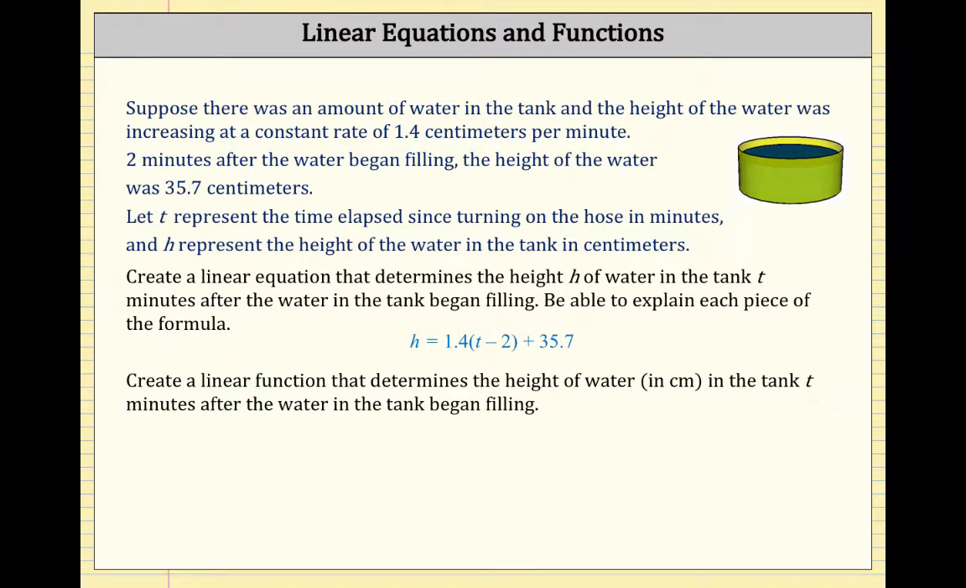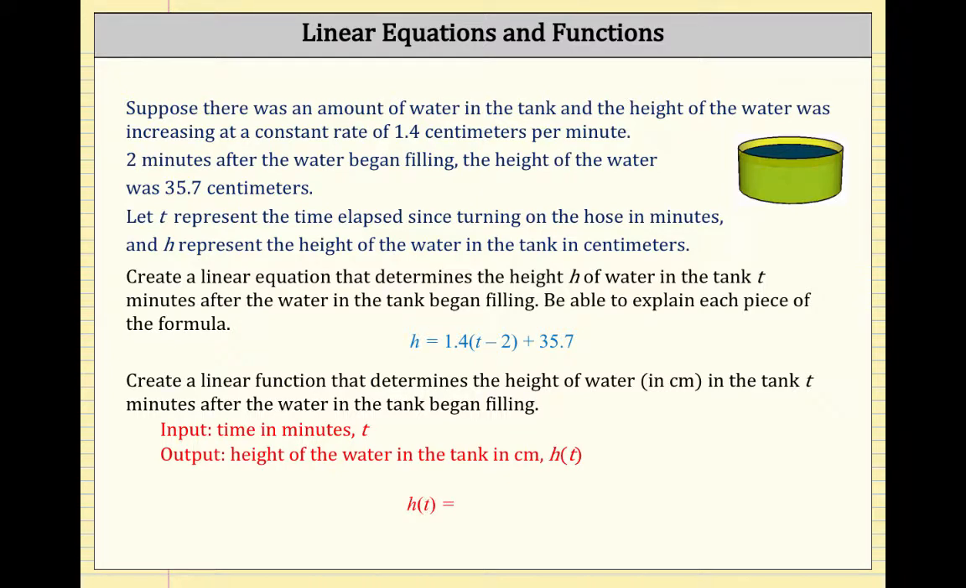So let's say we want to create a linear function that determines the height of the water in centimeters in the tank t minutes after the water began filling. See how that works. First we have to figure out what the input is. The input is time in minutes, and the variable used for that is t. The output is the height of the water in the tank in centimeters. That's represented by h of t, because when the input is time in minutes, h is the name of the function that determines the height of the water in the tank in centimeters, and that output is represented by h of t.